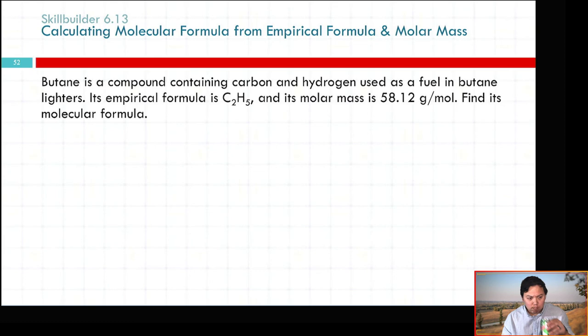So butane is a compound containing carbon and hydrogen, and it's used as a fuel in butane lighters. Its empirical formula is C2H5, and its molar mass is 58.12 grams per mole. Find its molecular formula. All right, so basically the same thing.